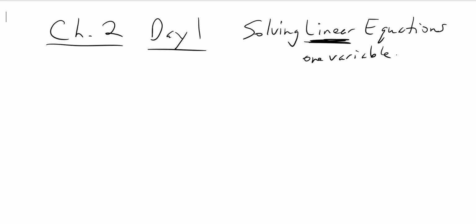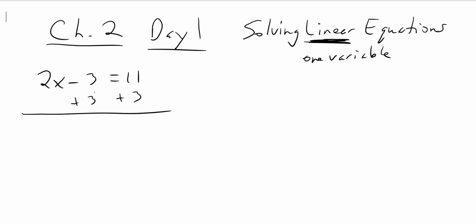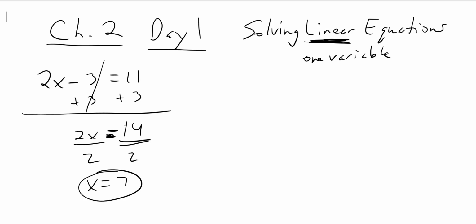All right, so let's start out with a super easy problem. If I said 2x minus 3 equals 11, obviously we're going to add and subtract first, so we add 3 to both sides. Notice I put the plus 3 below each of them, draw a line, and then that cancels, and I get 2x equals 14. Then I divide both sides by 2, so x equals 7. And that's the work I want to see.